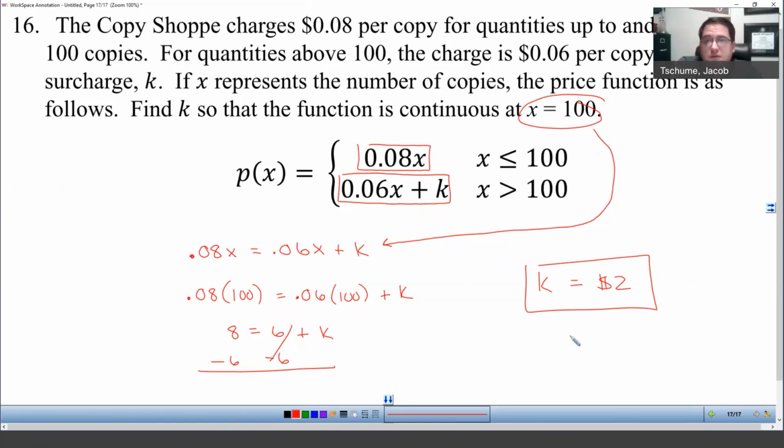That ends the video for section 1.2, and that actually finishes our limit talks. So from here, we're going to move into section 1.3 in the next video, which is average rate of change.